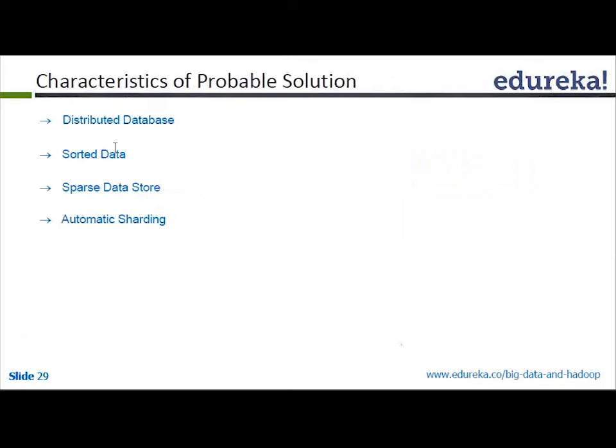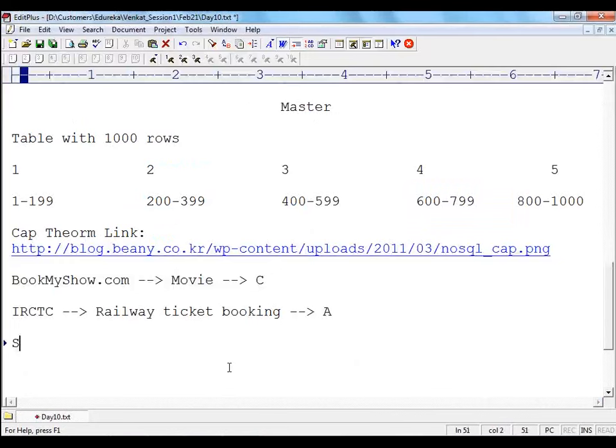Now, in case you want a new solution, what characteristics are we expecting from it? One, the data should be distributed. Second, the data should be sorted. This is another beauty of HBase, because sorting in HBase is at 3 levels. Of course, I'll give you a demo to show you that also.